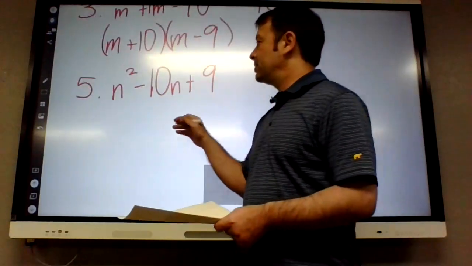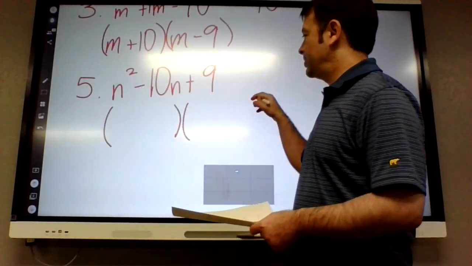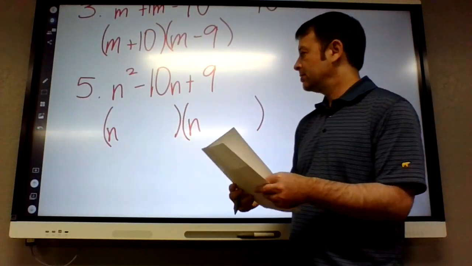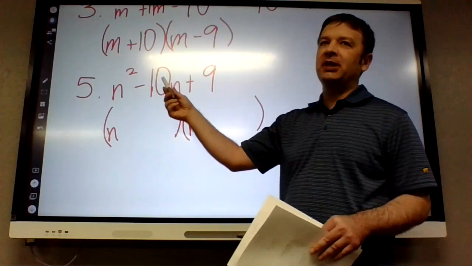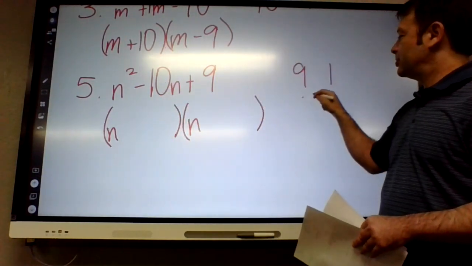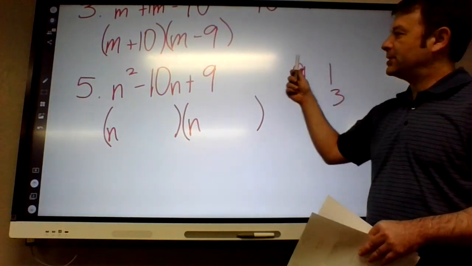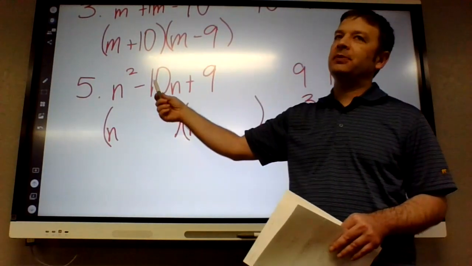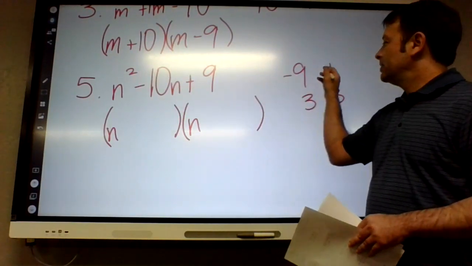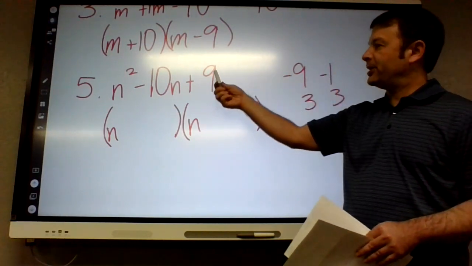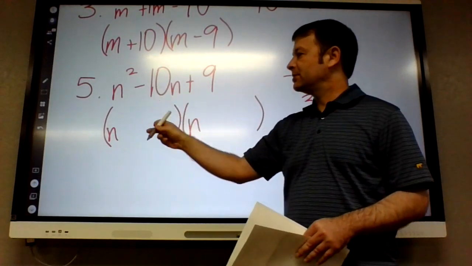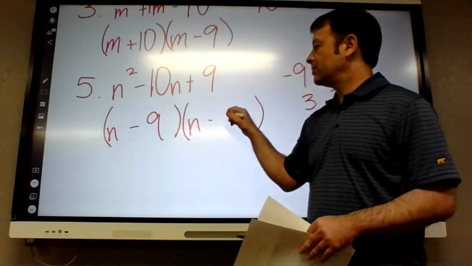Okay, and so we're going to start with n and n. What multiplies into 9 that adds up to negative 10? There's only two options that go into 9: 9 times 1 and 3 times 3. Which of these add up to negative 10? 9 and 1 add up to positive 10. So negative 9 and negative 1. Negative 9 and negative 1 also multiply to positive 9, but they add up to negative 10. So negative 9, negative 1.